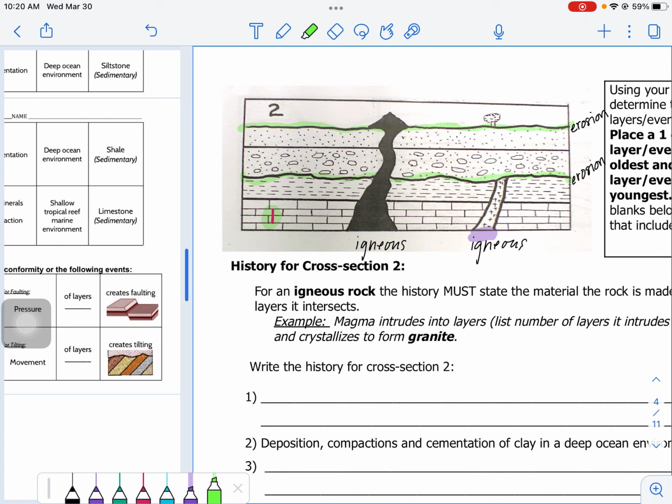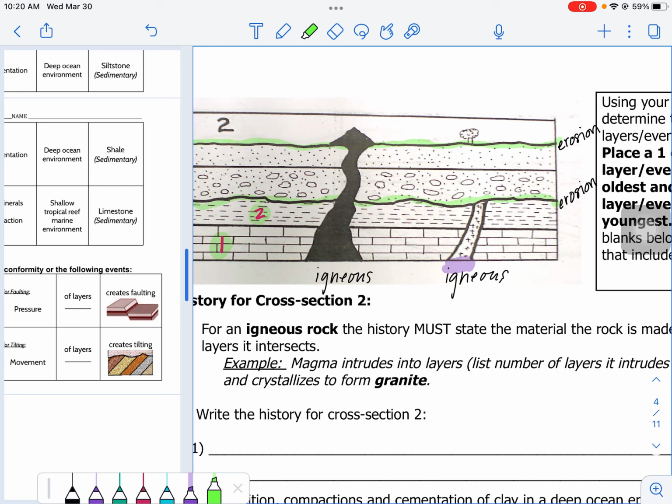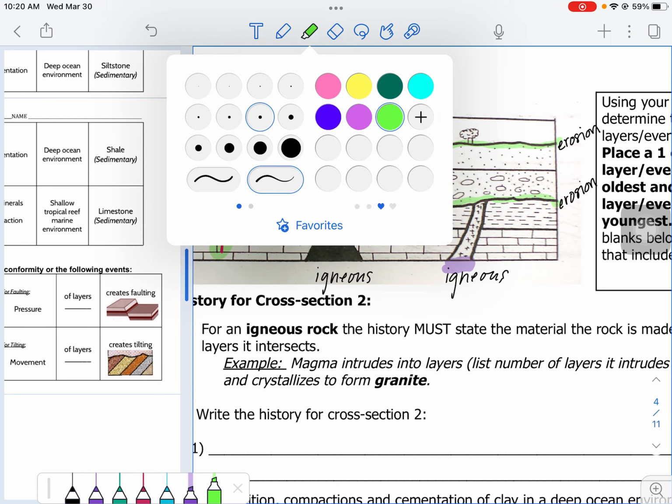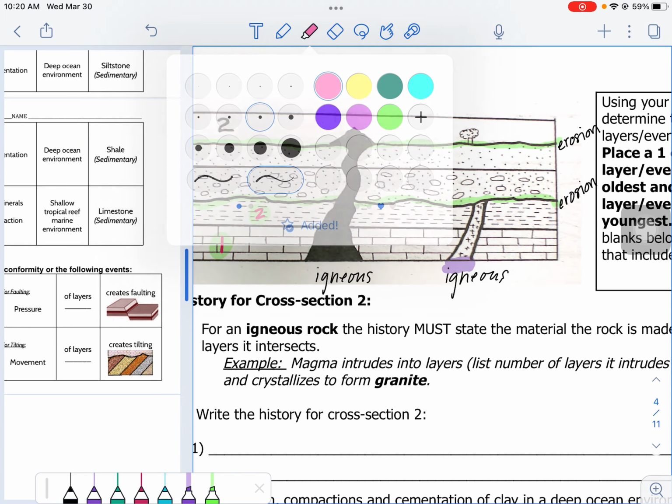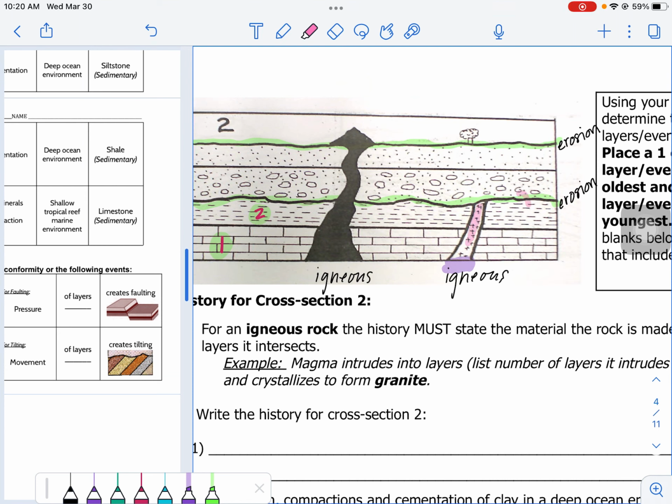Next here, I've got to figure out what's my 2. Well, again, my intrusions cut through layers that have to exist. So this one, because it cuts through everything, I know had to come later. This one here only cuts through my first 2 layers. So I'm able to number these first, 1 and 2, pretty easily. Now in terms of 3, 4, 5, I've got a couple things to think about. So I can have my igneous, I can have my erosion, I can have my conglomerate up here. 3, 4, 5.